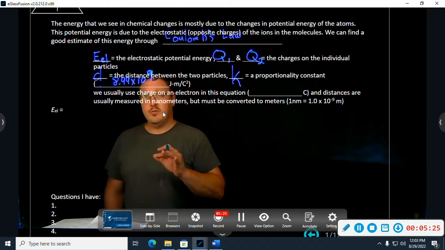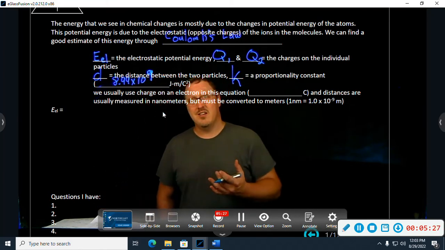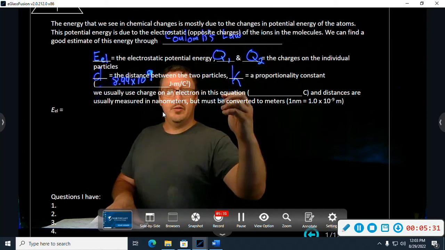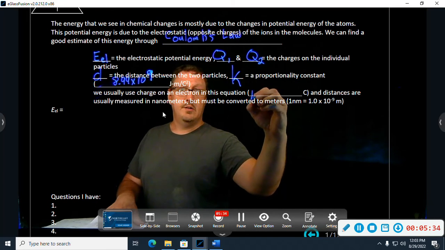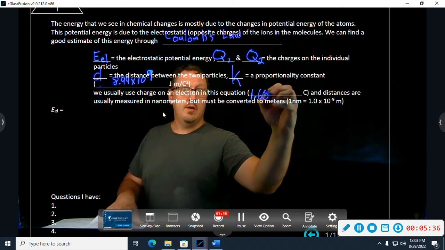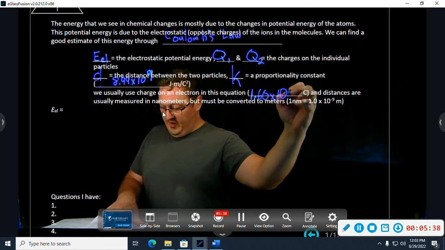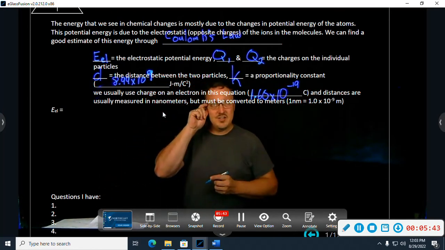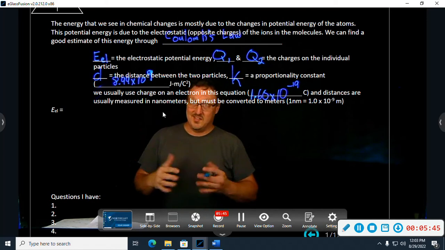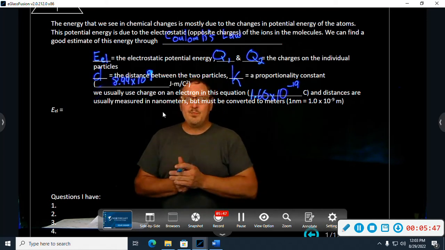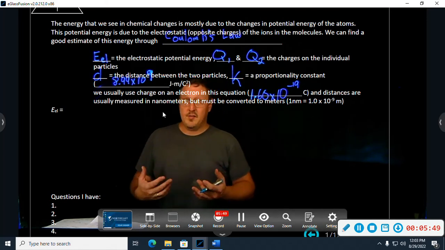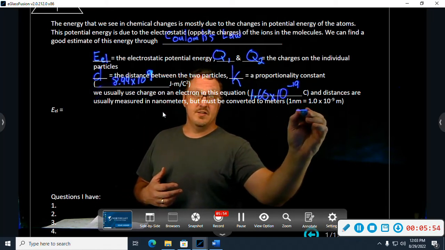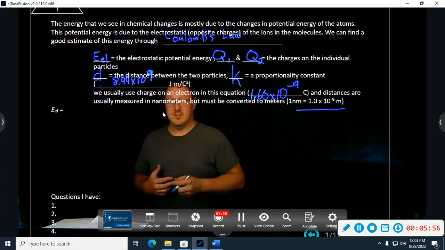And so when we're doing stuff like this, we usually use the charge on an electron in this equation, which is going to be this number, 1.60 times 10 to the negative 19 coulombs of charge. Not a lot of charge on an electron. They're pretty small little beasts, and so they don't have a whole lot of charge in there. The distances are usually measured in nanometers, but first we got to convert those into meters. So you got to pay attention to this one as well. You're going to end up using that conversion a fair bit.